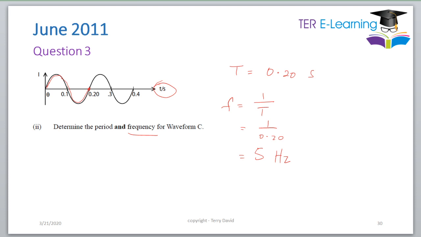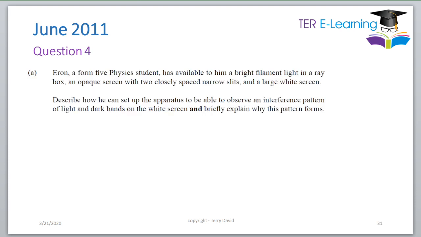So I only have a few minutes again. Let me see if I could start number 4 at least. Right? They said Aaron, a Form 5 physics student, has available to him a bright filament lamp light in a ray box, an opaque screen, 2 closely spaced narrow slits, and a large white screen. Describe how you would set up the apparatus to be able to observe an interference pattern of light and dark bands on a white screen, and briefly explain why this pattern forms.